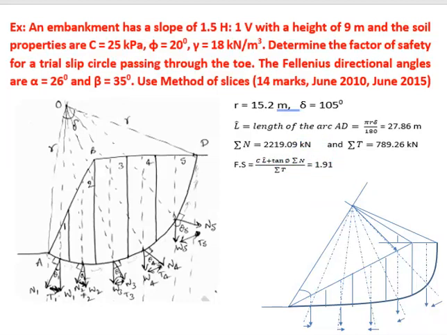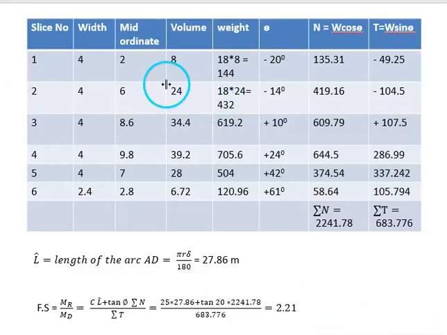So for which we have to construct the tabular column. So in the tabular column, we have to write the width, the mid-ordinate, volume, weight, theta, normal and tangential components of all the slices. And we have to find the sum of normal and tangential components. Then we have to substitute in the equation of factor of safety to estimate the factor of safety.